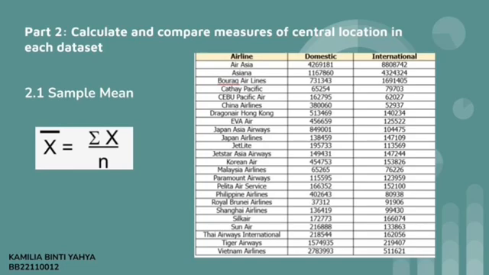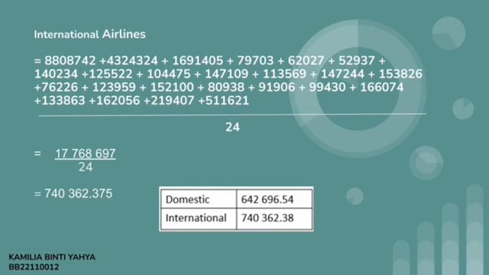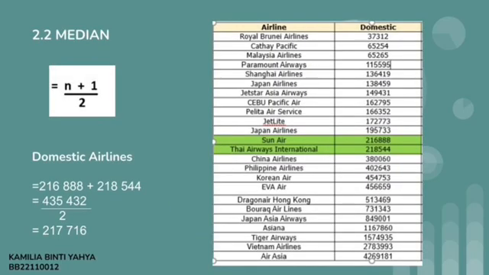Next, for part 2, calculate and compare measures of central location in each dataset. First, we are going to look at the sample mean, which is x bar equal to the sum of observations divided by sample size. So this is the data for domestic airlines, the total sum divided by 24, which is the total number of observations. For comparison, the international airlines is higher than domestic airlines as digitalization has impacted travelers from international more. For median, we have to arrange the data in ascending order and divide it by 2.